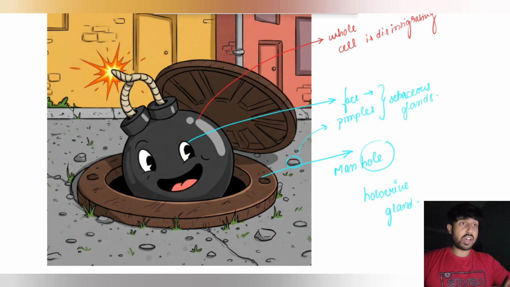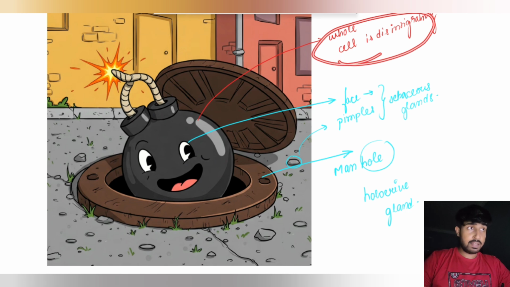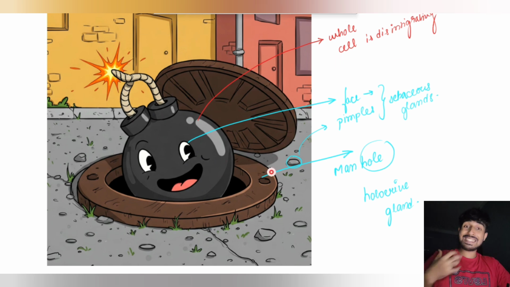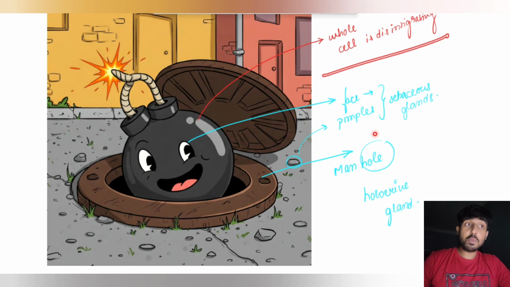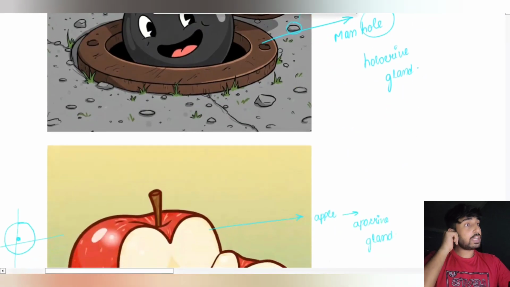Now what is the mechanism of action? This bomb is going to blast. That means the whole cell is going to disintegrate. The bomb is going to blast. So this is the mechanism of action that you have to remember.